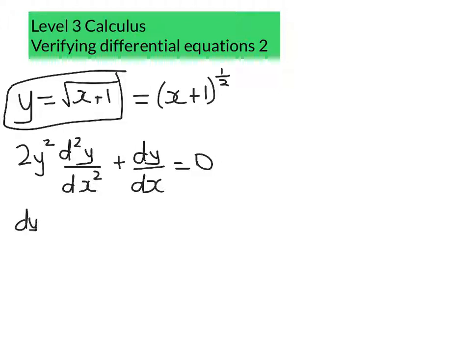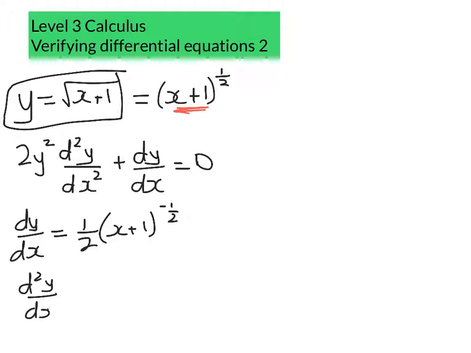So we'll get dy by dx. We're going to do the chain rule, so it's 1/2 (x plus 1) to the power of negative 1/2. Now I've got to check the inside function there. The derivative of that is just 1, so that's easy. And now I do the second derivative, so we bring down the power, we get negative 1/4 times (x plus 1) to the negative 3/2. Right, just doing the power rule and the chain rule.